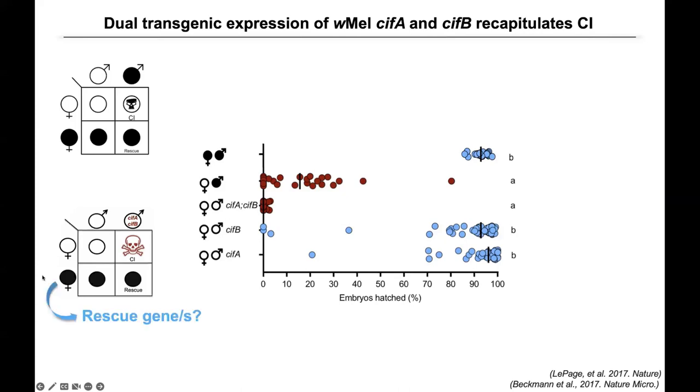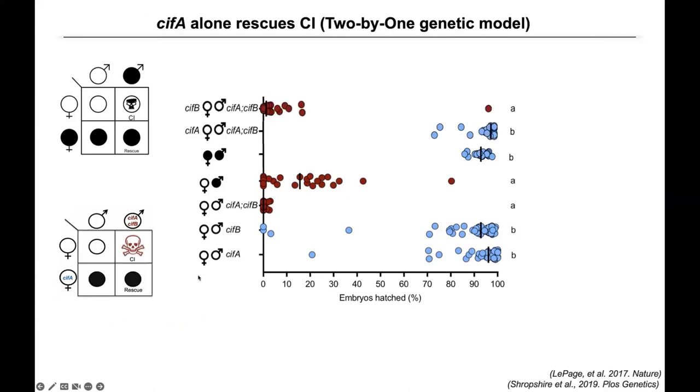Now, what about the rescue genes? Which of these two genes can cause rescue? In the absence of Wolbachia, we expressed CIF-A and CIF-B in the females to see which of these two is rescuing CI. By crossing them with the transgenic CI-causing males, we found that it's only CIF-A that rescues CI, and CIF-B is doing nothing. So basically, we have a 2-by-1 genetic model where two genes are needed to cause CI, and one gene is enough to rescue CI.